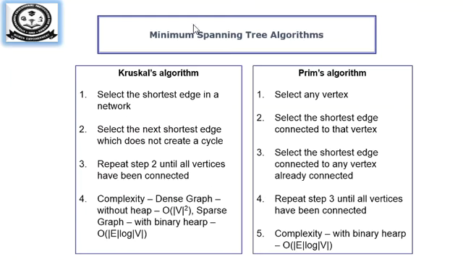So the difference between Kruskal's algorithm and Prim's algorithm is, here you will select the shortest edge in a sorted manner. Here you will choose any one vertex and you will process. So in Kruskal's, the next shortest edge should not create any cycle. So you have to repeat step 2 until all the vertices are connected. So this is Kruskal's algorithm.